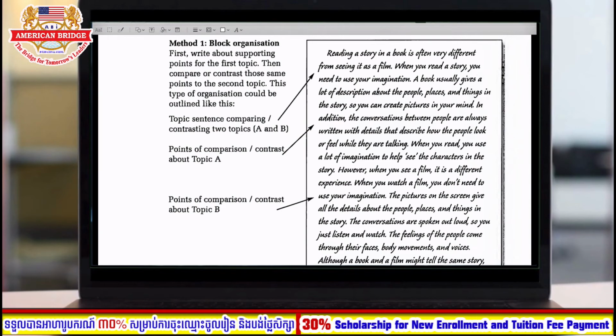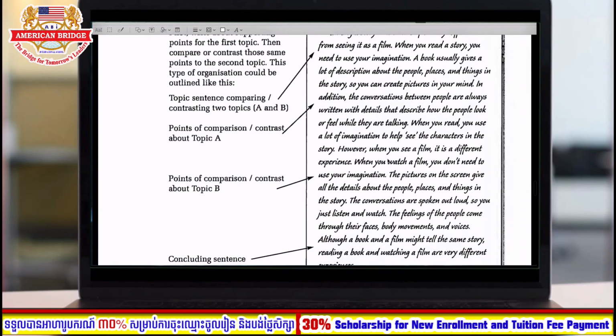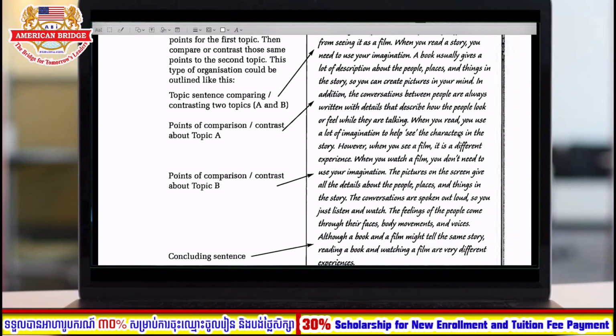When you read a story, you need to use your imagination. A book usually gives a lot of description about the people, places, and things in the story, so you can create a picture in your mind. In addition, the conversation between people is always written with detail that describes how the people look or feel while they are talking. When you read, you use a lot of imagination to help see the characters in the story.